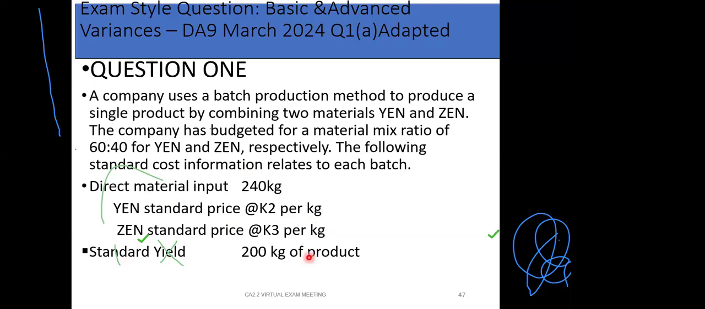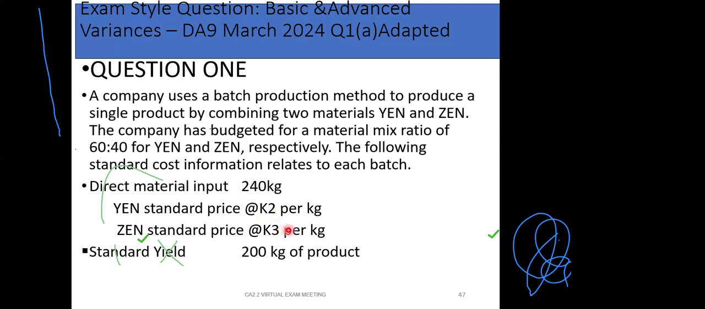Standard yield 200 kgs of product. So there should be a loss there, because you input 240 and get out 200, meaning that you lose 40 in the process. It could be a normal loss. Yeah, then the 2, 3 will be used for valuing the variances. I said, for example, mix variances are valued at the standard price. So 2, 3, oh, yes.